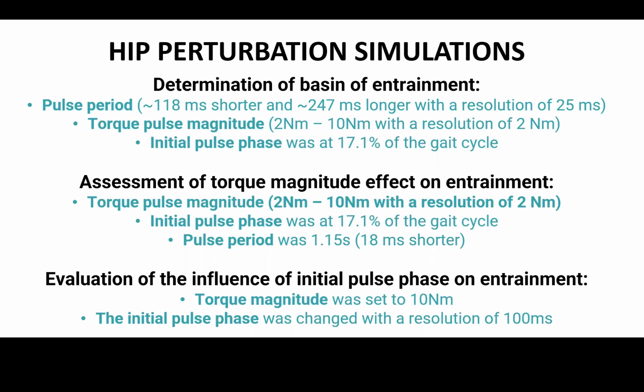The second one aimed at assessing the effect of torque magnitude on entrainment. Here we altered torque pulse magnitude between 2 Newton meters and 10 Newton meters. And the third one was focused on evaluating the influence of initial pulse phase on entrainment. The initial pulse phase here also was changed with a resolution of 100 milliseconds.